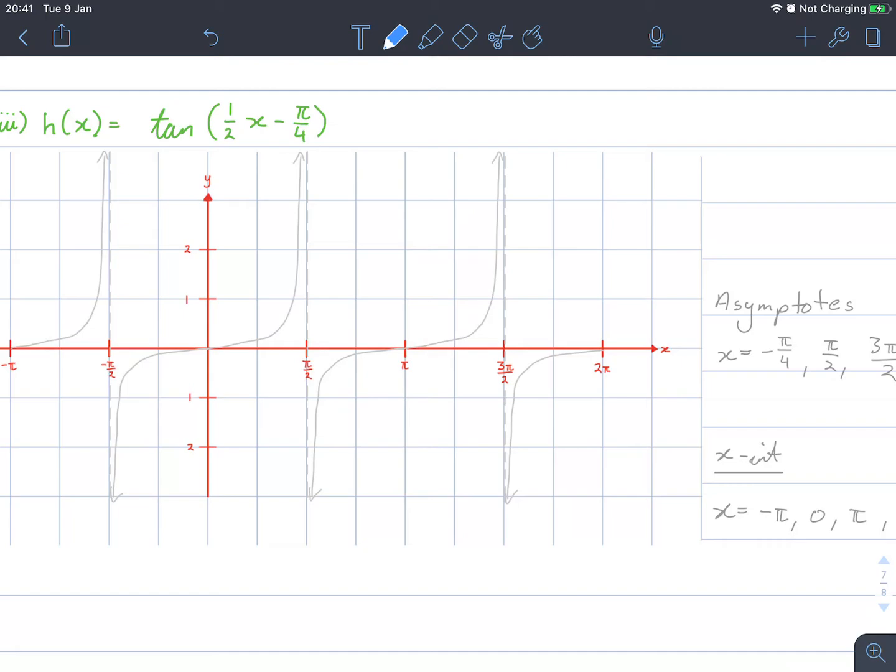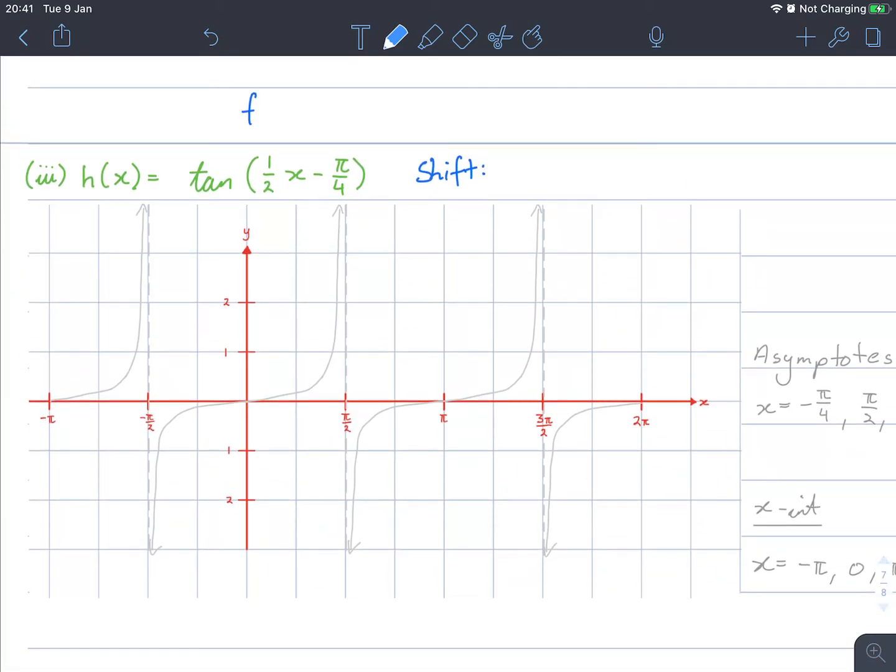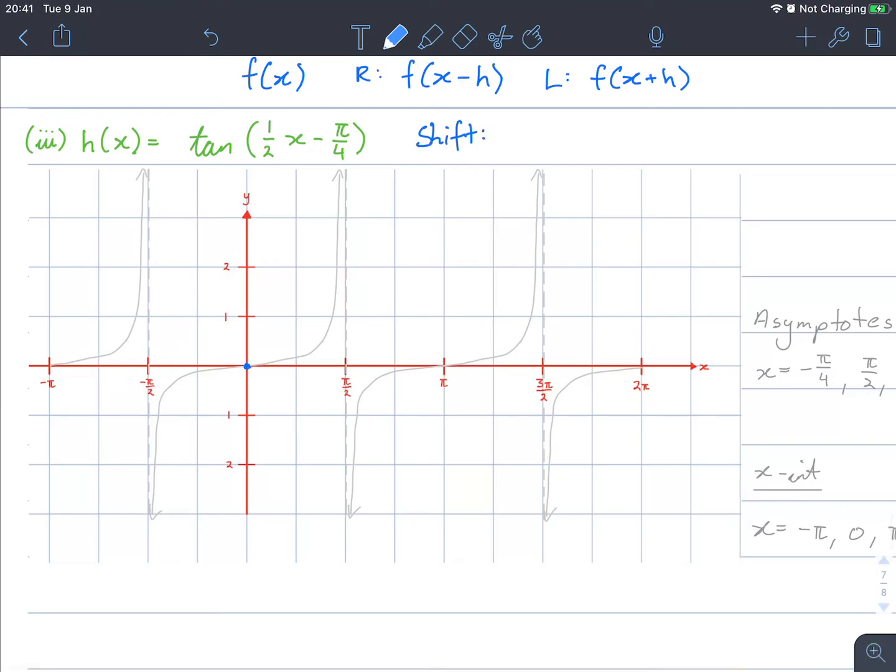Now, to understand this graph, what we do is we consider first the easiest transformations. So in this case, I'm going to be looking at the transformations of the phase shift. So let's look at the shift first. Like with regular transformations, if we had f of x, to move it to the right, we replace x with x minus h. To move it to the left, we replace it with x plus h. In this example, we have a minus pi on 4, which means everything has now been moved a quarter distance of pi to here.